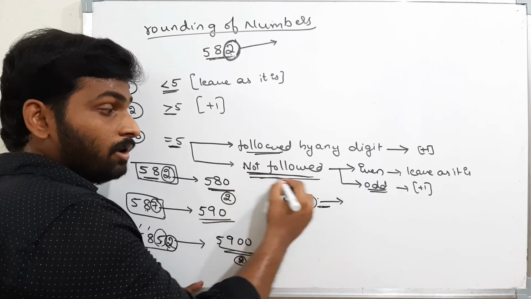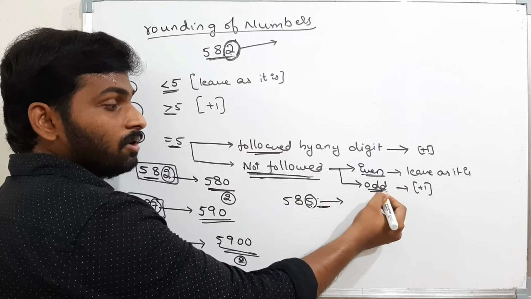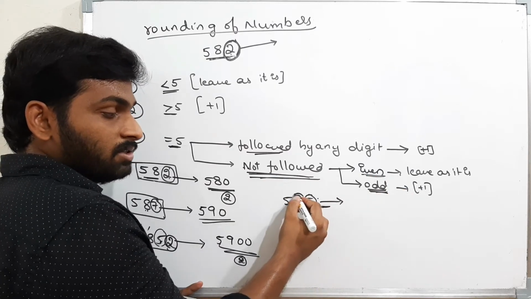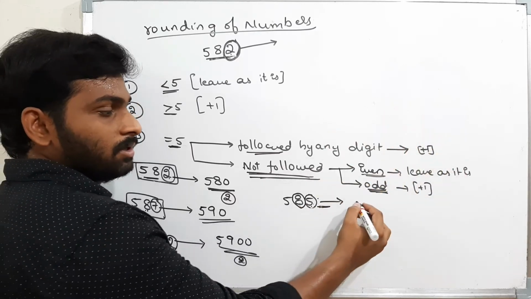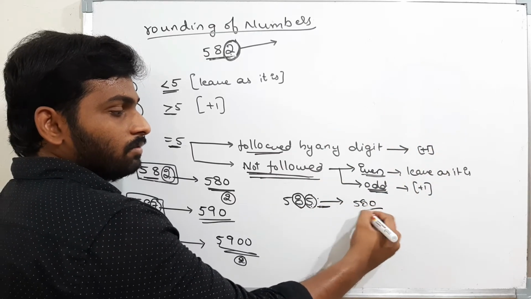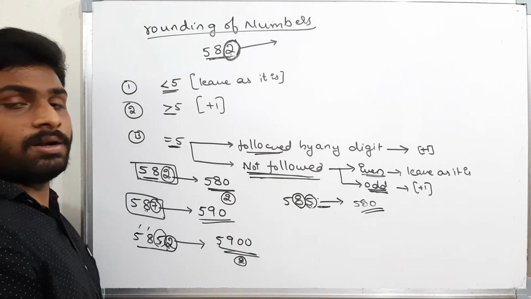If it is not followed, I have to see whether the before number is even or odd. The before number is 8. Is 8 even or odd? 8 is even. If it is even, leave as it is. That means 580. 580 is the answer.